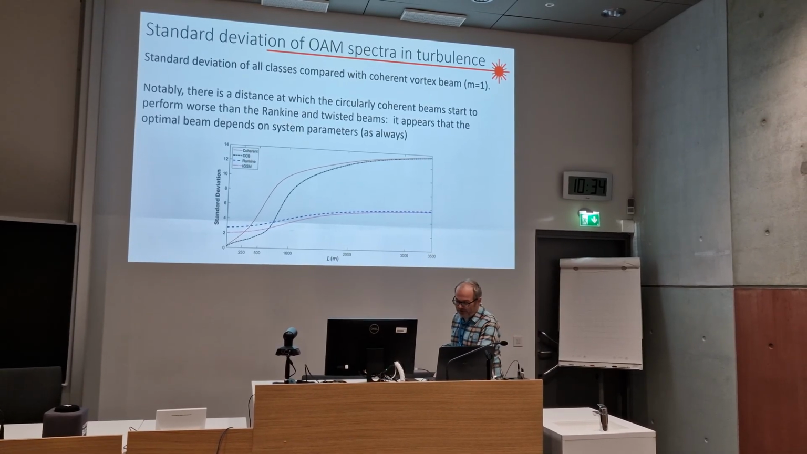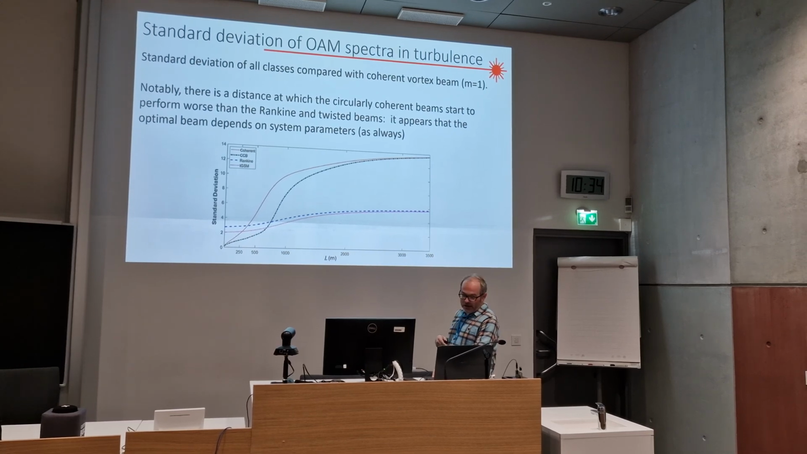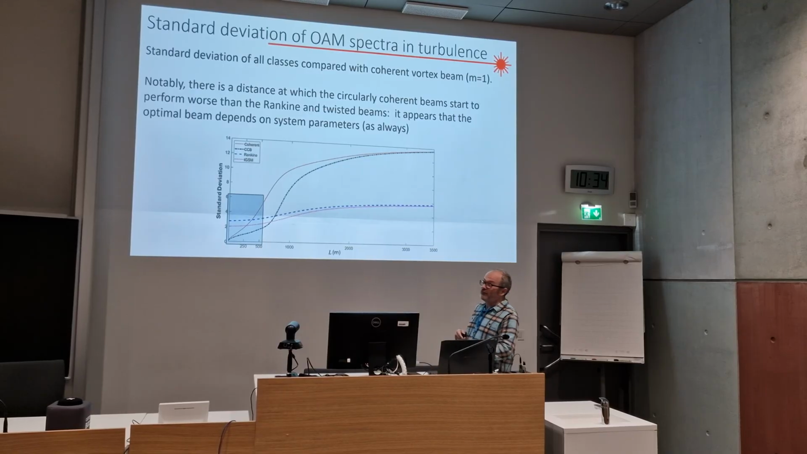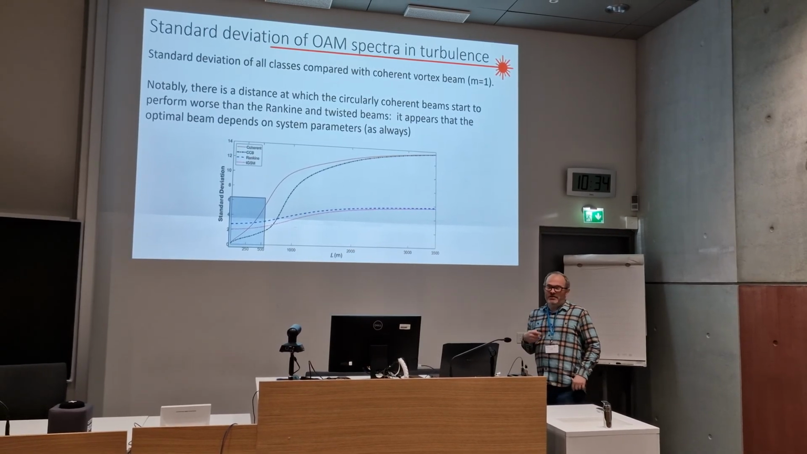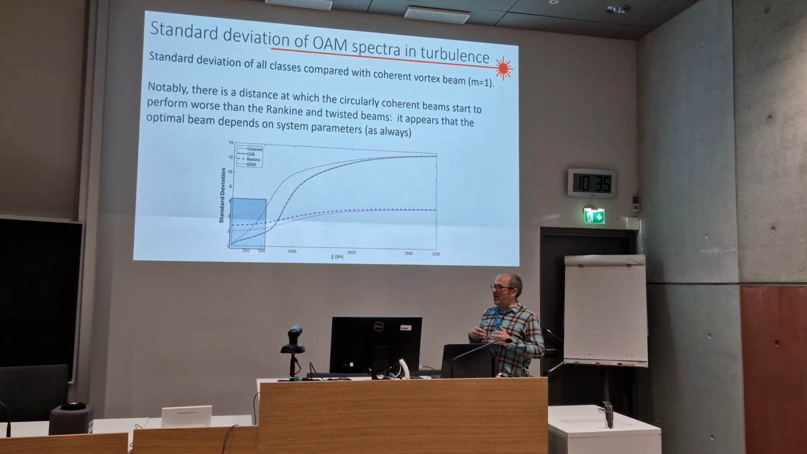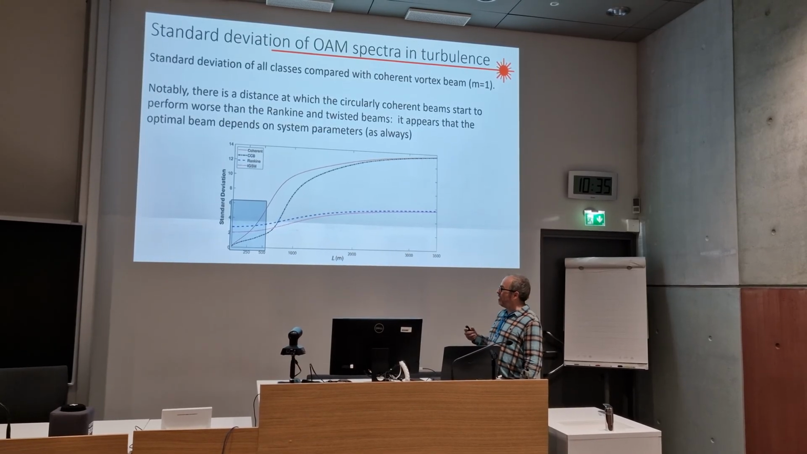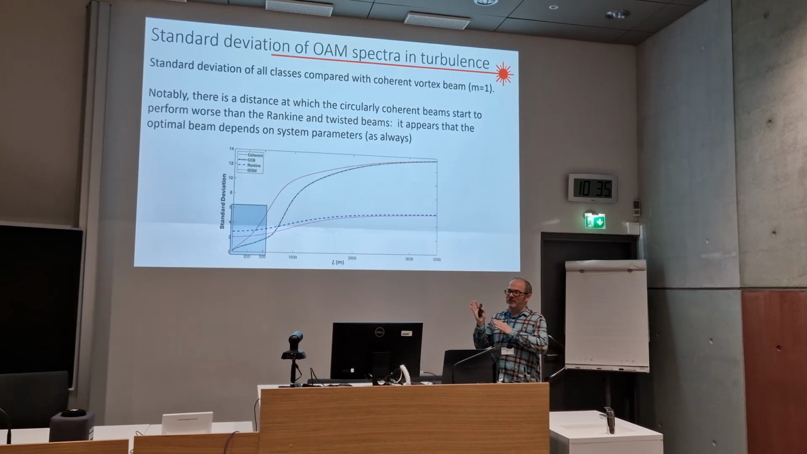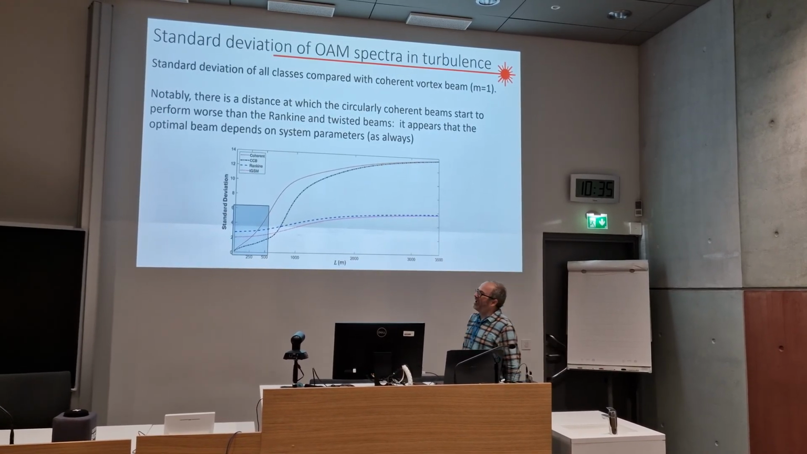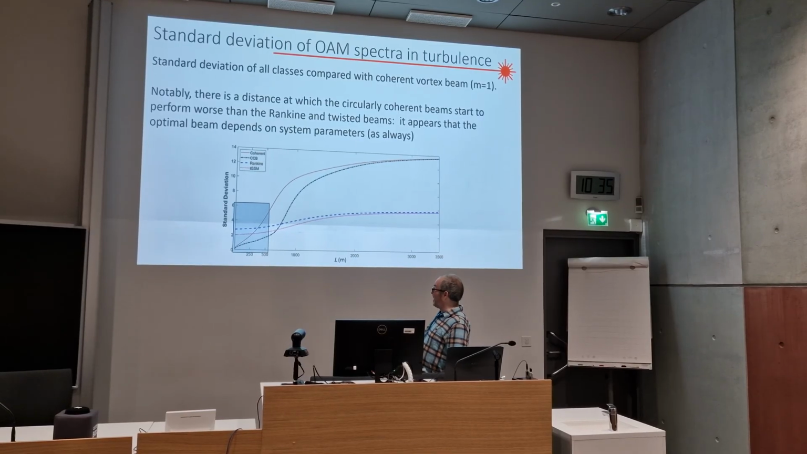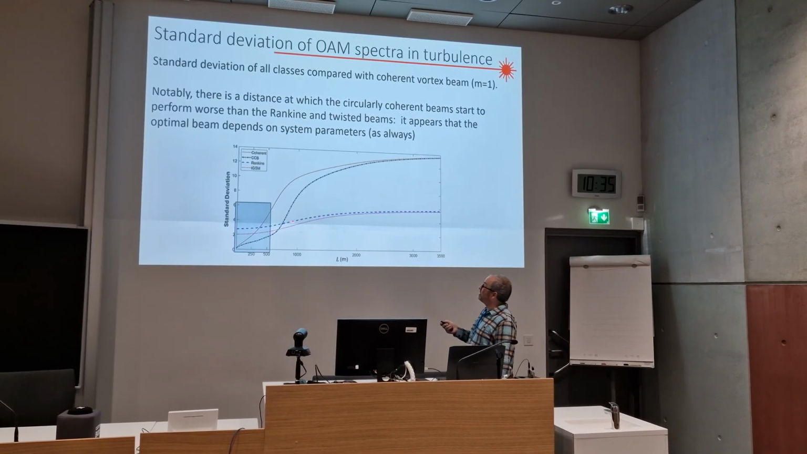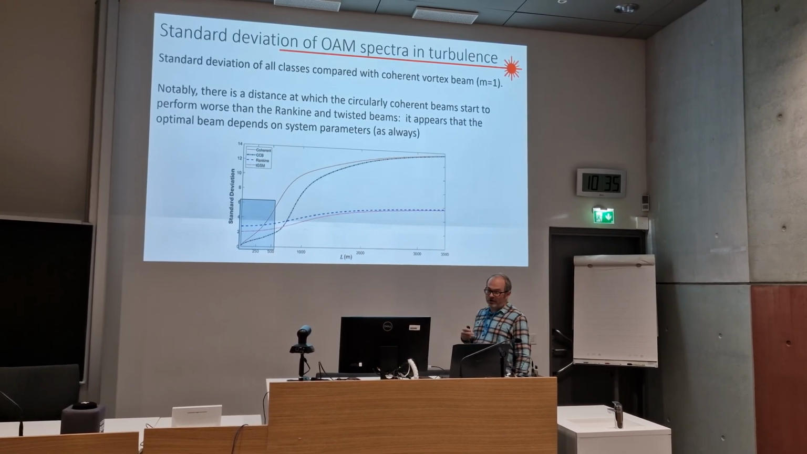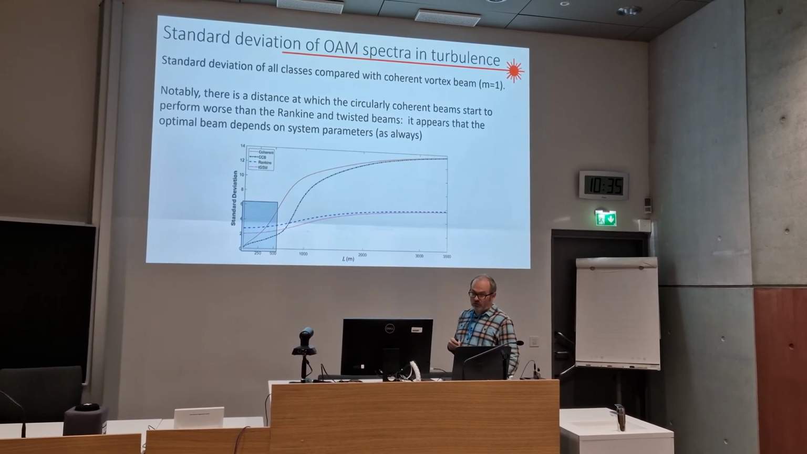Incidentally, another amusing lesson to me: the first plot of this my student brought me covered about that range. And he showed it to me and said, well, it looks like you were right. It looks like the circular coherence does best. I said, but it looks like one might intersect the other if we go out further. And sure enough, that's what happens: after a certain propagation distance, the Rankine and the twisted beams catch up and you get a better OAM mode spectrum than the circular case.